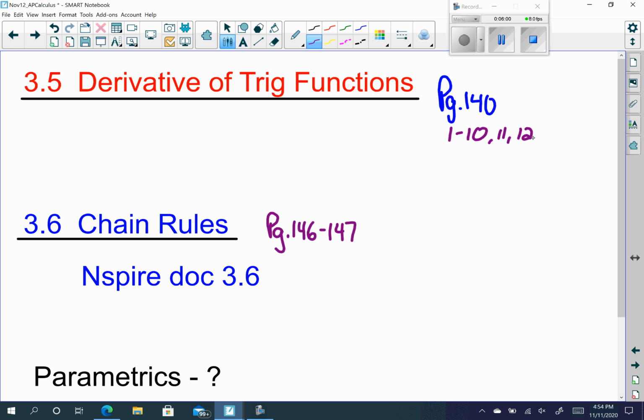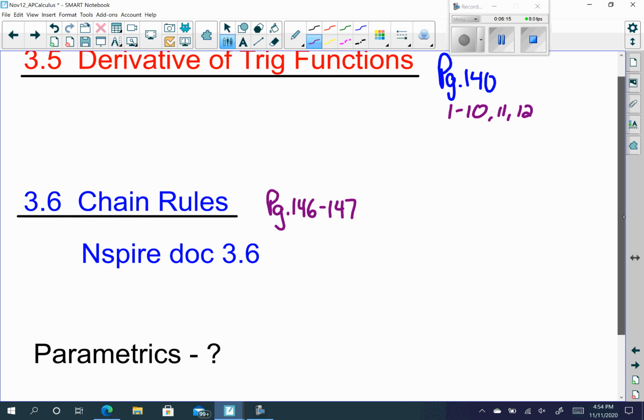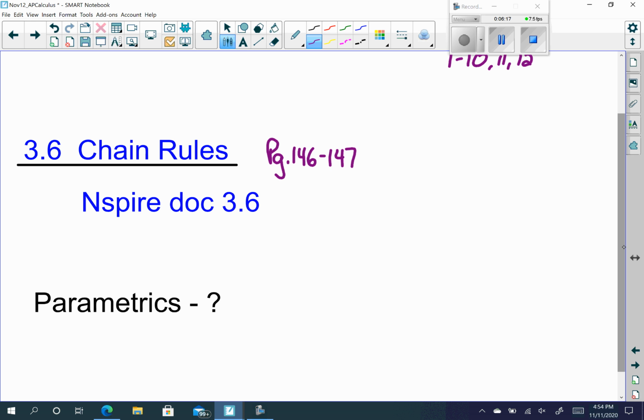And then everything that we've been doing from pages 146 to 147 with the chain rule, know both versions of them. Make sure you look at problem number 56 off of the Inspire doc, and then also number 57, which is what I'm going to assign today. There could be parametrics on there. Chances are I will give that as a bonus.